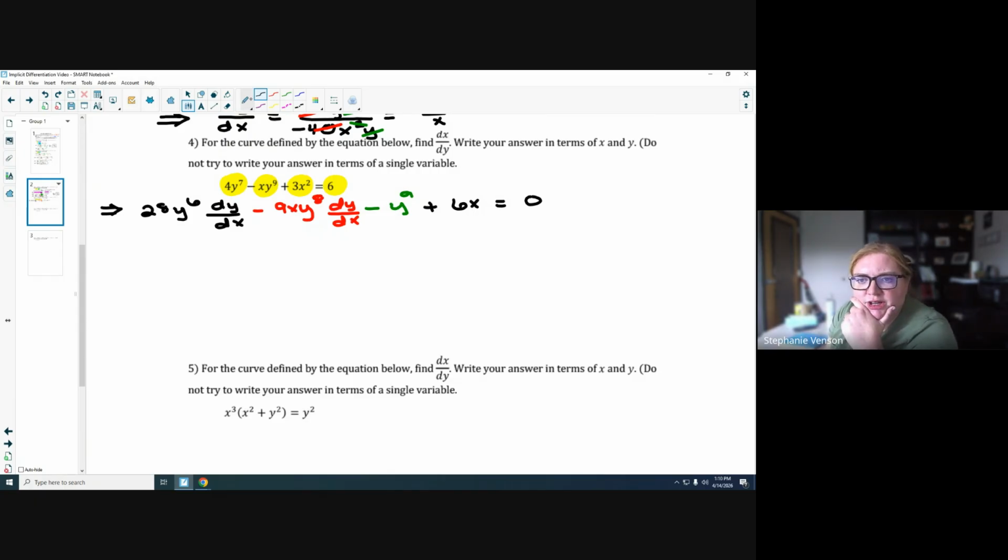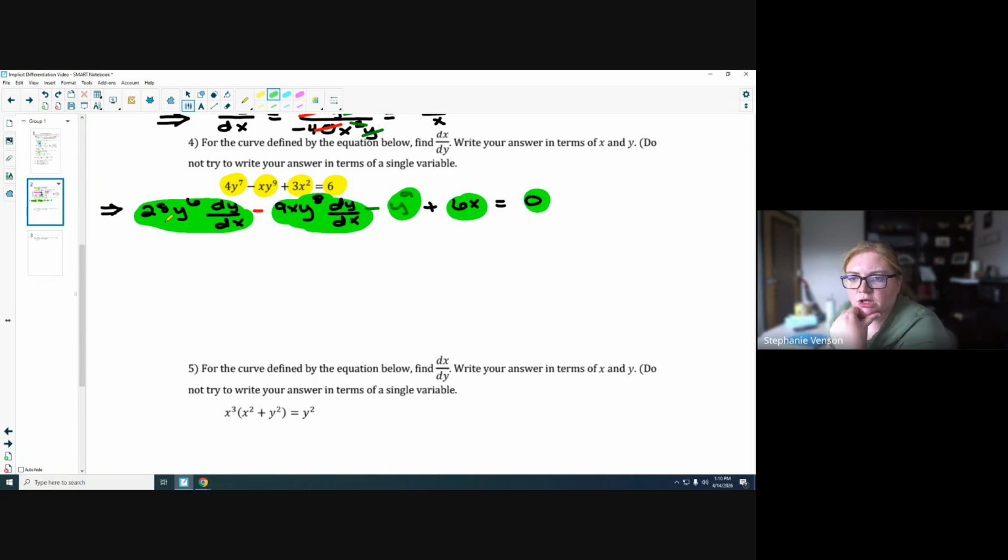Okay, so now I really got to take a look at this, see how many terms I have. So it looks like I have 1, 2. Remember, terms are separated by addition or subtraction. 3, 4, and then of course my 0 over here. But of the 4 terms over here, 2 of them have a dy dx in them. So I need to isolate those. I'm going to add the y to the 9th over here and subtract the 6x over here.